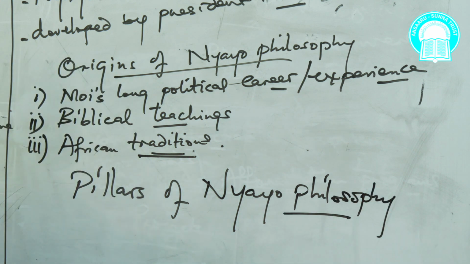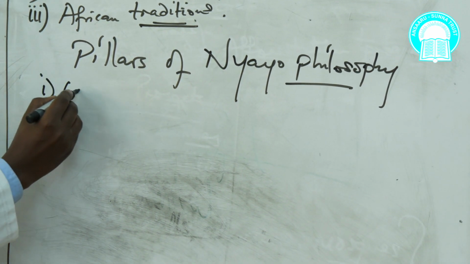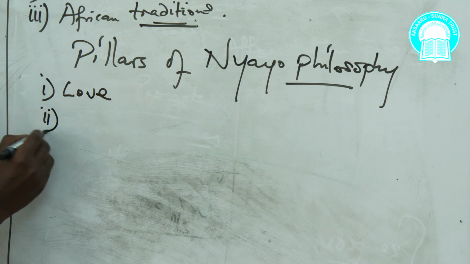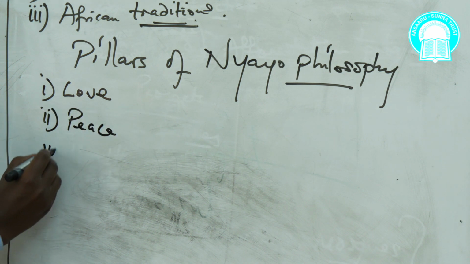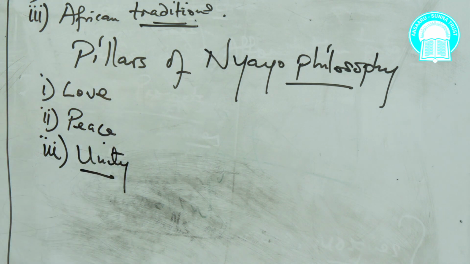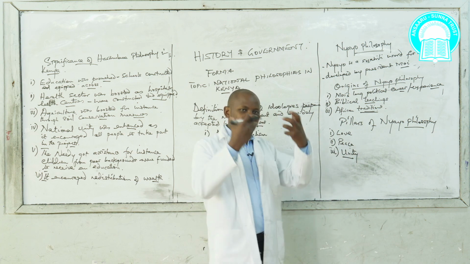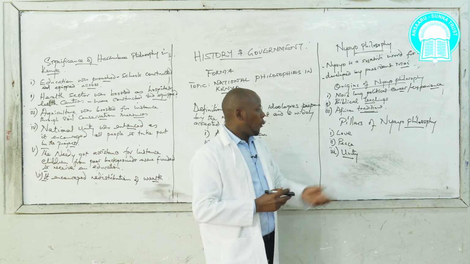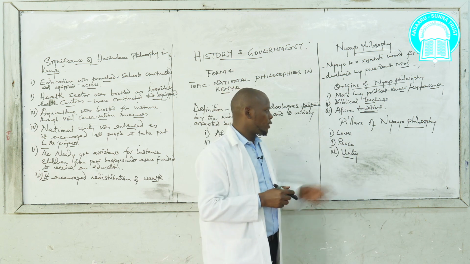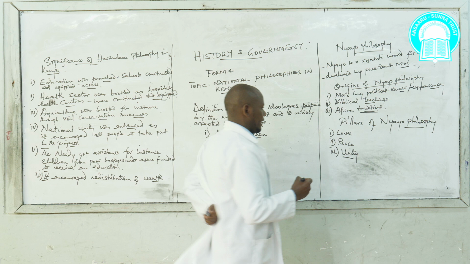It has three pillars. Nyayo philosophy has three pillars: one is love, two, peace, and three, unity. Love. When you love someone, you cannot harm them. Meaning, when there is love, there is peace. When there is peace, there is unity. So the three pillars were very instrumental during Moi's era.